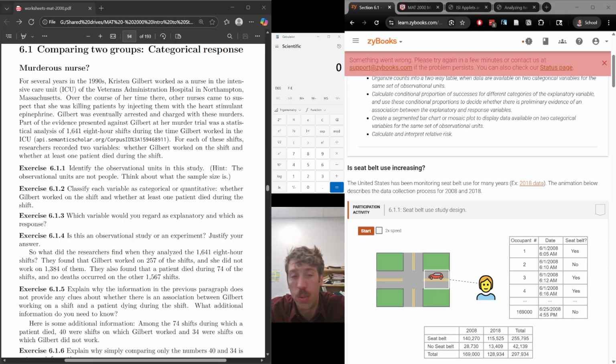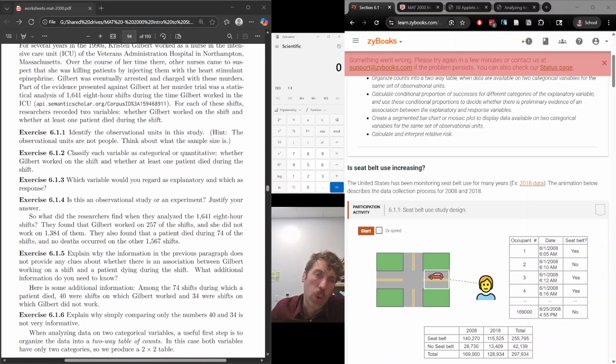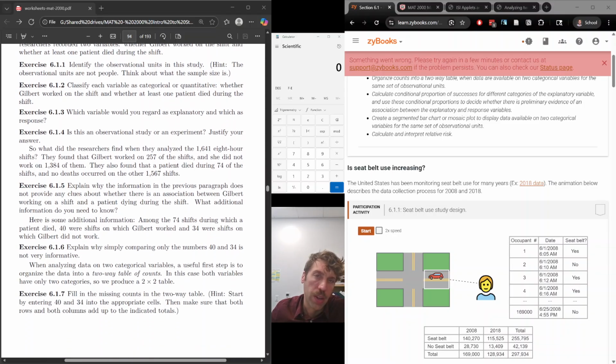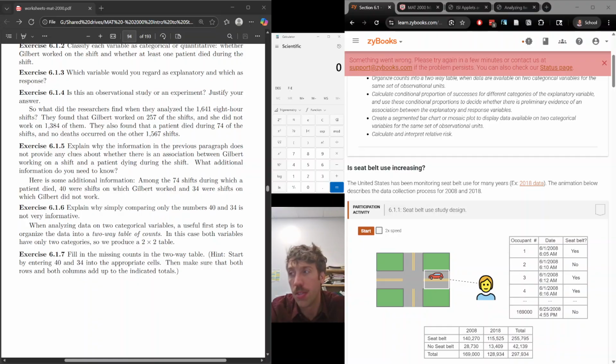So let's review. And then number 3, what variable would you regard as explanatory? Which one is the response? We talked about this a little bit in chapter 5. It's always a good rule of thumb that the one that happened first is explanatory and the one that happened second is response. Now, number 4, is this an observational study or an experiment? Justify your answers. So this should be a full sentence or two, and it's a review of chapter 5. So I'll just move on from there.